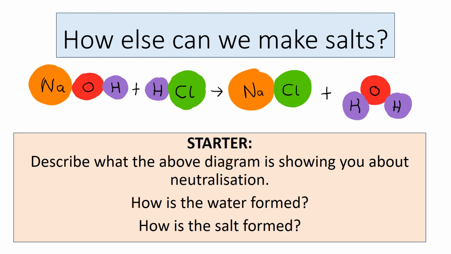Okay, hopefully you've had a chance to think about this, Year 10. Here we have a sodium ion. The sodium ion, here shown in orange, is going to react with the chloride ion, forming sodium chloride. That's this latter part here in terms of how the salt is formed. The water over here, H2O, is made by a hydroxide ion, OH-, reacting with a hydrogen ion, H+, to form water. This is neutralization because the water is pH 7 and the salt is also neutral as well.